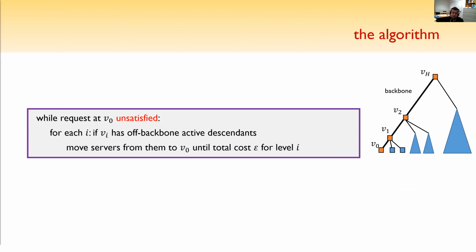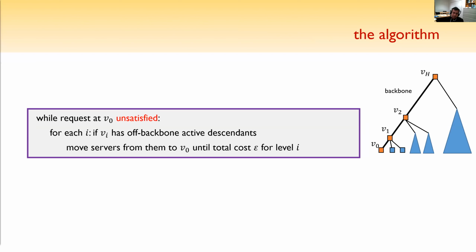So suppose you have a request at location V0, and this request is unsatisfied at the moment. Then the algorithm will fractionally move servers to V0. And going from the fractional algorithm to an integral movement of servers is some standard randomized rounding technique that I'm not going to talk about. So how does it move servers fractionally to location V0? We just visualize the tree as a backbone from V0 up to the root, with subtrees hanging off these backbone vertices V1, V2, etc.